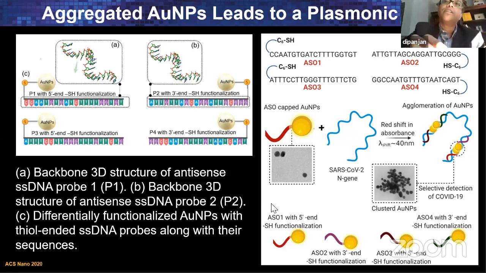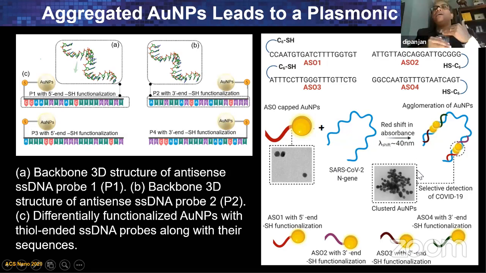You can see that this is a transmission electron microscopic image that shows these particles are very, very clearly separated out. There is no aggregation. They're very finely well-behaving particles. Now, look what is happening in presence of the SARS-CoV-2 N protein. The blue thing is the N protein.